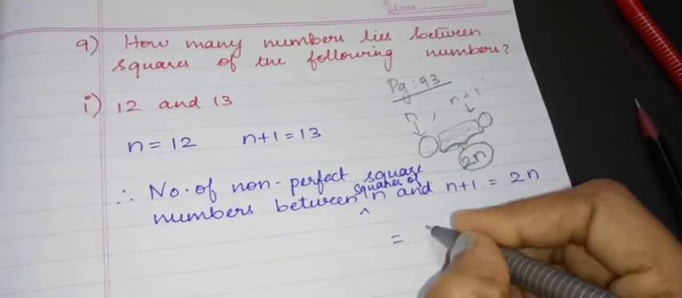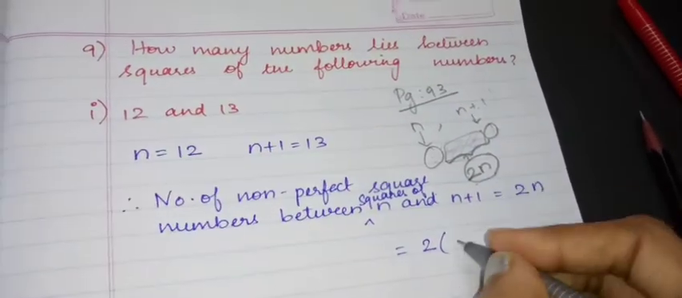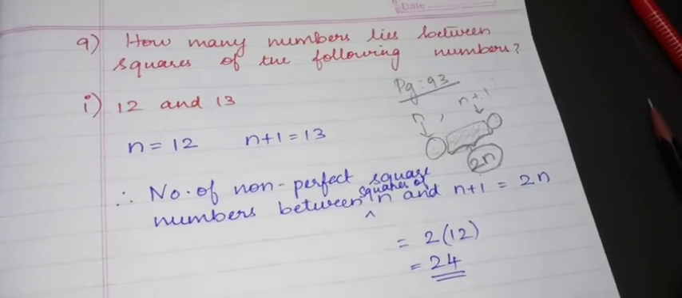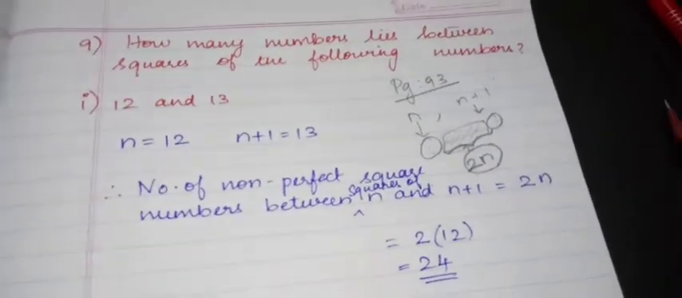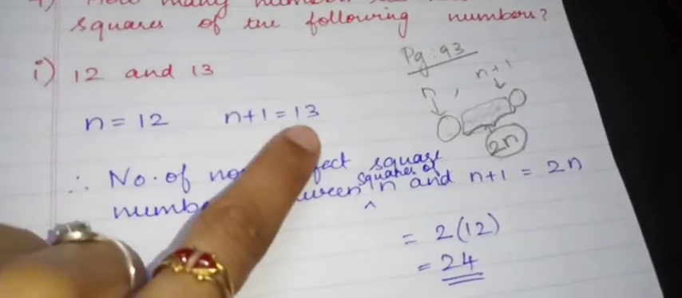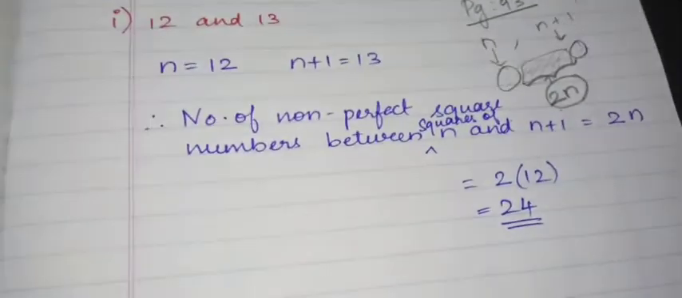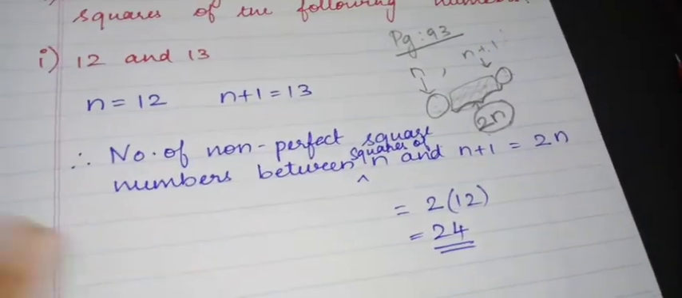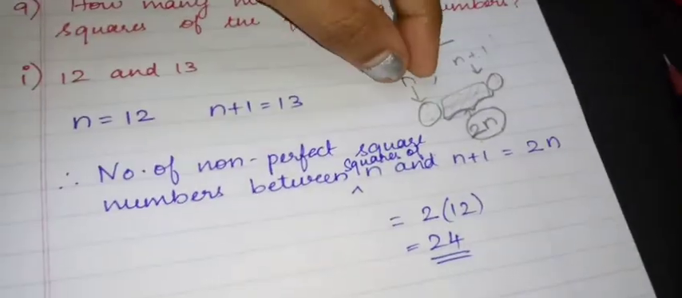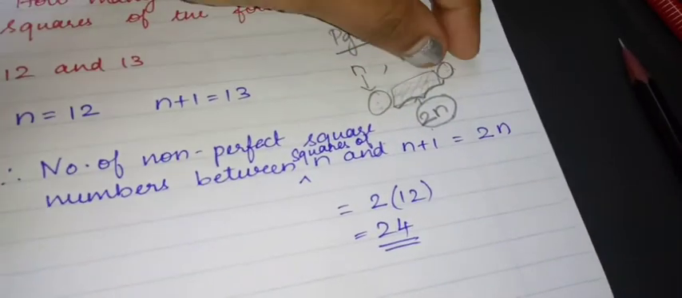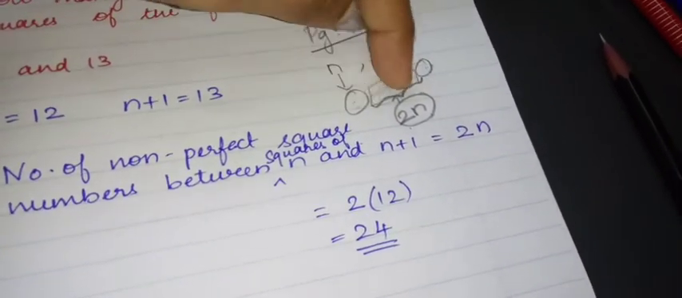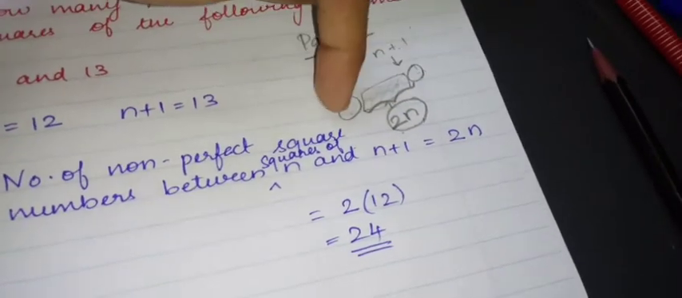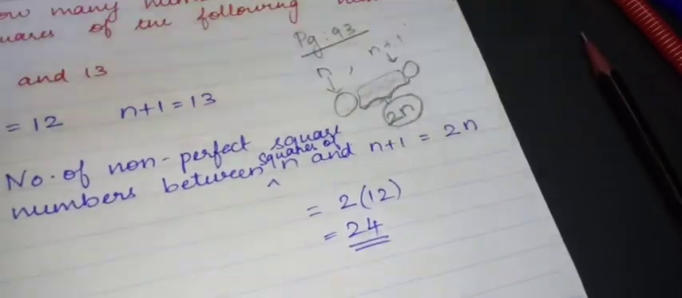So, what is the n value? 2 into n value is 12. 2 12s are 24. So, how many numbers are there? 24 numbers. Don't take n as 13. Then n plus 1 should be 14. Take n as 12 and n plus 1 as 13. So, 12 square will be here, 13 square will be there. We should find the number of non-perfect square numbers between these two square values, which is 2n.